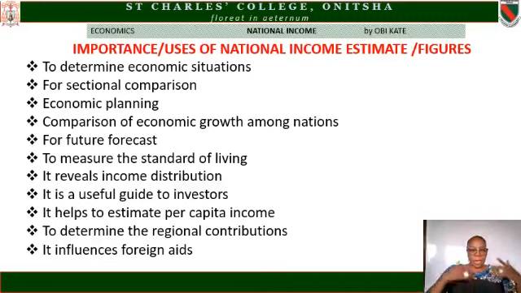Then it helps to estimate per capita income. Per capita income means nothing but income per each citizen of a country. So if what each citizen of a country goes home with will be able to take care of him or her, then that nation is rich, or otherwise poor. Then it determines the regional contributions and it influences foreign aid.